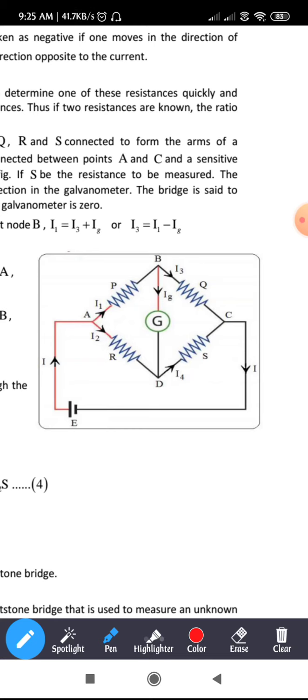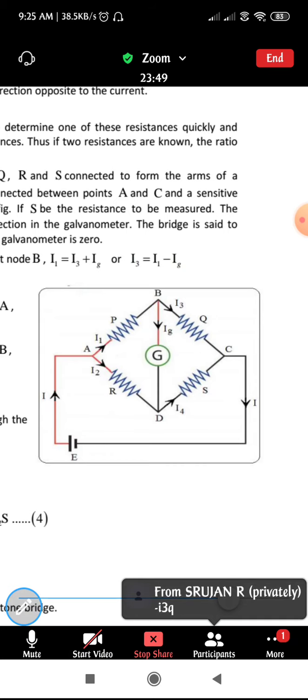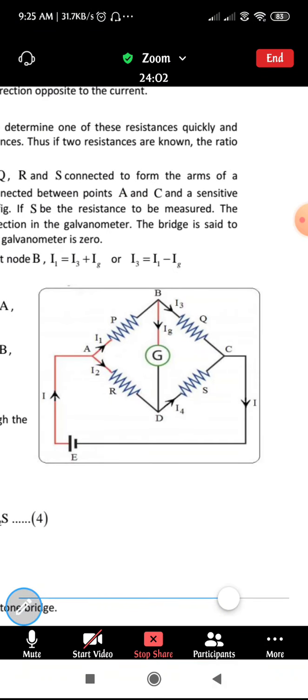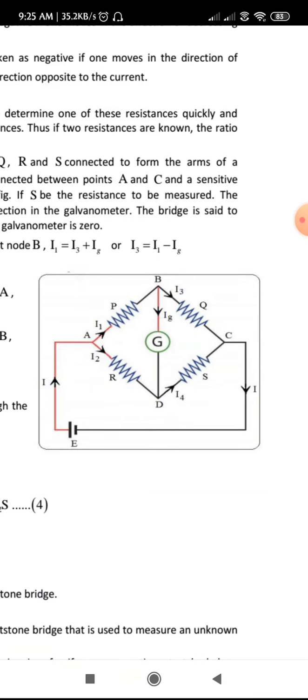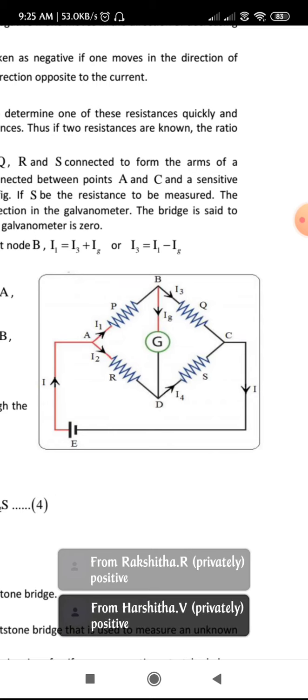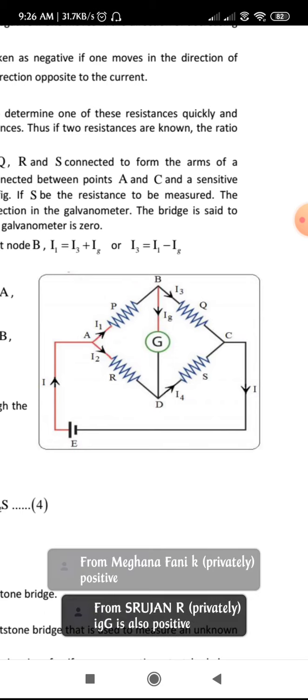Is I3Q positive or negative? Yes, negative, good. I3Q is negative because we are moving along the direction of current. Next, moving from C to D, is I4S positive or negative? Yes, correct, I4S is positive. Next, we are moving from D to B. Now the product of current and resistance, IgG, is positive. Yes, good, correct.